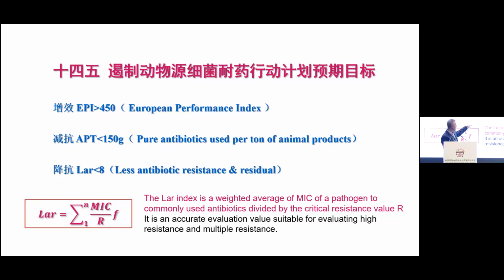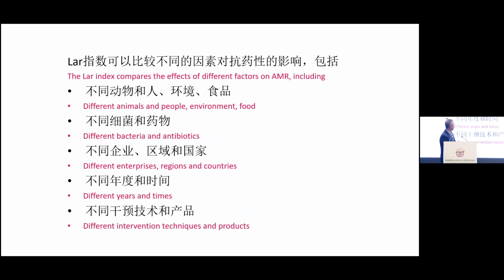And LAR. APT is rather high for chicken and ducks. And LAR should be lower than 8. Actually, it is feasible for a 5-year plan. The LAR index is a rather good indicator, and it can assess the impact of different factors on AMR.